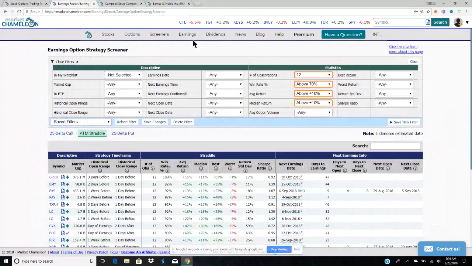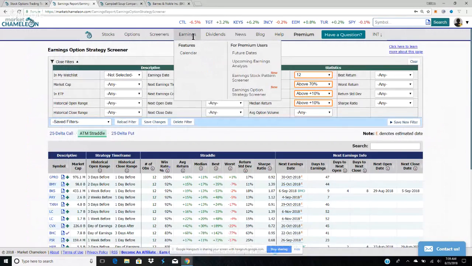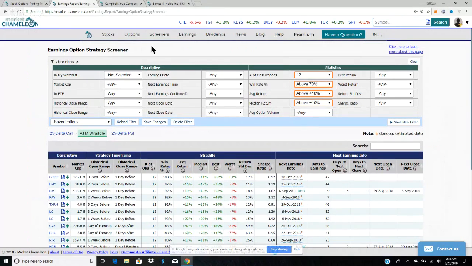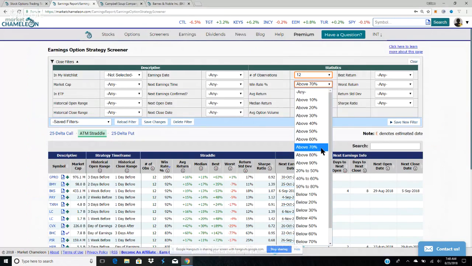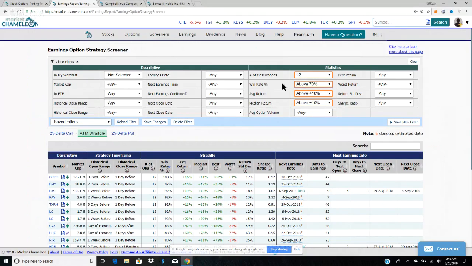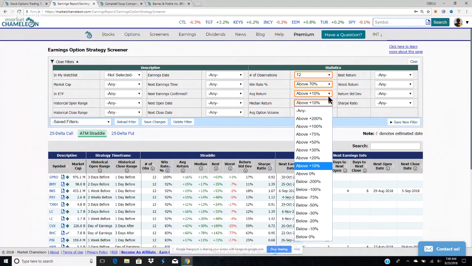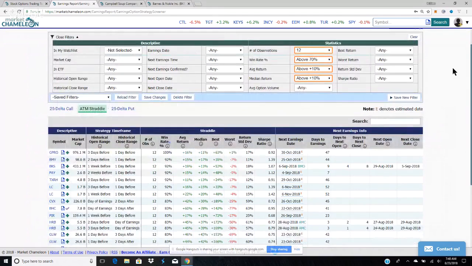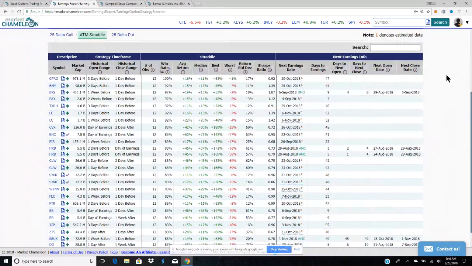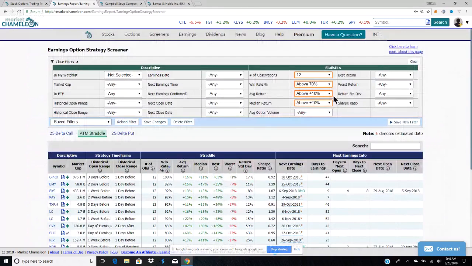So I'm going to go back to our earnings, and I'm going to the earnings option screener right here. This is a great tool to put the numbers on your side to start looking at win rates. I've entered at least 12 observations. My brother down there in Costa Rica likes a nice win rate of above 70%, so that's looking at the 12 observations and win rates of at least 70%. Then the average return of 10%, and the median cleans it up another 10%. Those are all your options in there, and what appears is a list of options for trades that fit this statistical category.